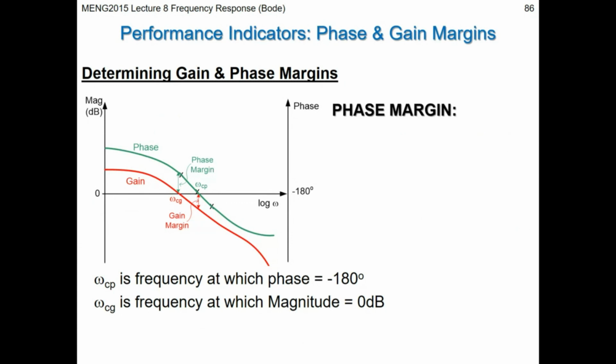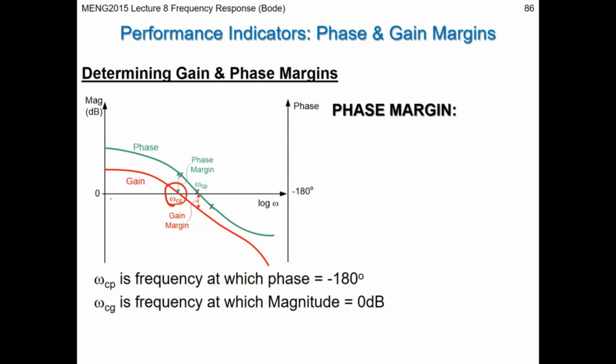So looking now at the phase margin, how do we measure it? Well, our phase margin is how much phase lag we can add to the system before it becomes marginally stable. So first of all, we find our gain line crossover, which I've labeled as omega CG.